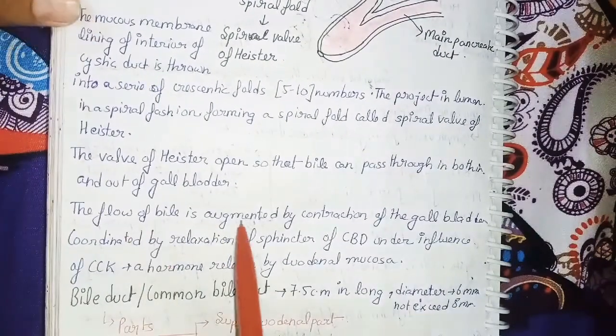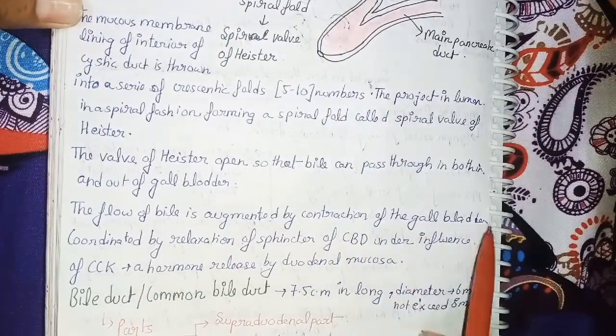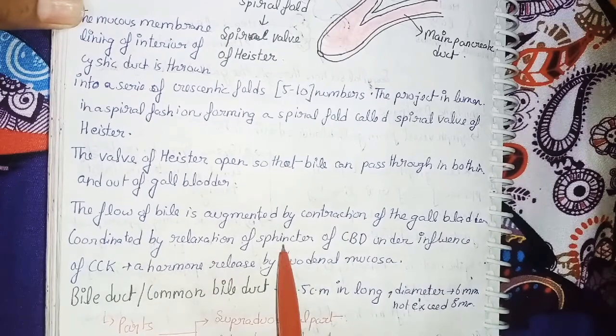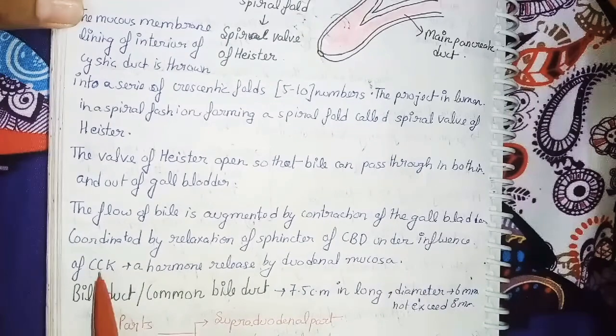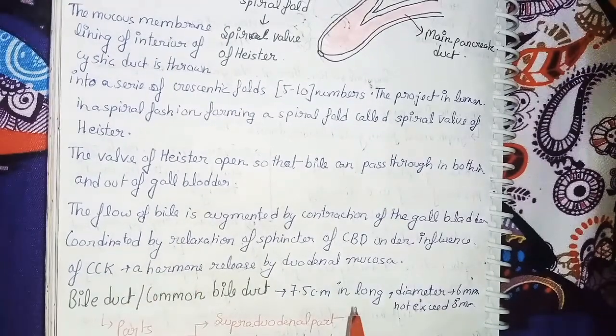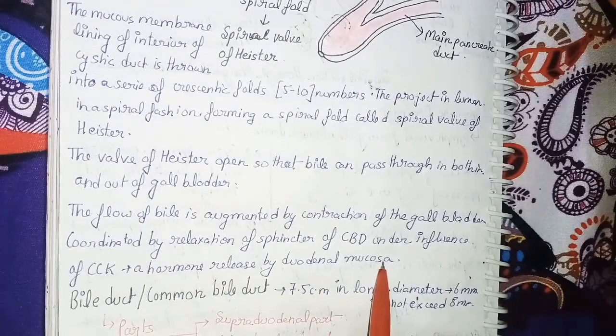The flow of bile is augmented by the contraction of the gallbladder, coordinated by the relaxation of the sphincter of the common bile duct under the influence of cholecystokinin, a hormone which is released by the duodenal mucosa on fatty meals.